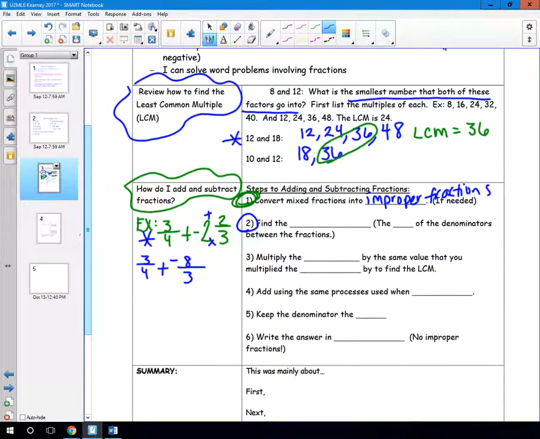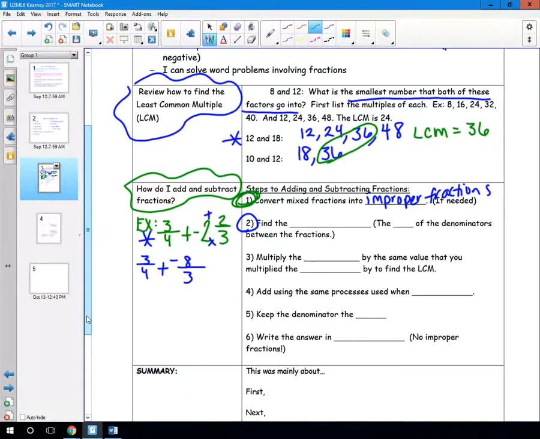Step 2, you are going to then look at your fractions and find the least common denominator. Okay? So yesterday when you were multiplying, you could just multiply straight across. But with adding and subtracting fractions, you can't add and subtract straight across. You have to find a common denominator. We've got to get them to have the same whole as the denominator.